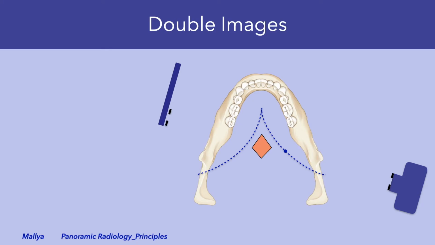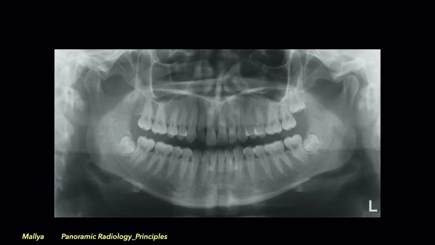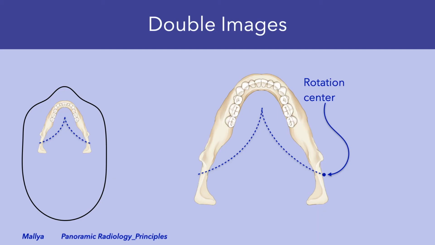There is a zone that lies posterior to the rotation center where the objects are intercepted by the beam twice. Images of these structures are seen on both sides of the film. Anatomic structures that cast double images include the epiglottis, the hyoid bone, the airway, and the cervical spine. Also note that due to the projection geometry, double images appear as mirror images. This graphic demonstrates the anatomic zone that casts double images.